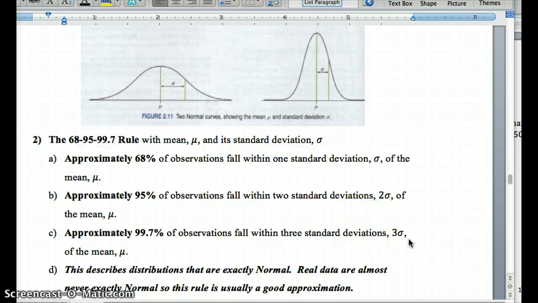We saw in the applet that 95% actually corresponds to plus or minus 1.96, the z-scores of 1.96 and -1.96. But that's very close to 2, so we use it as a nice approximation. Real data aren't usually exactly normal anyway, so it'll be kind of a ballpark estimate and approximation.